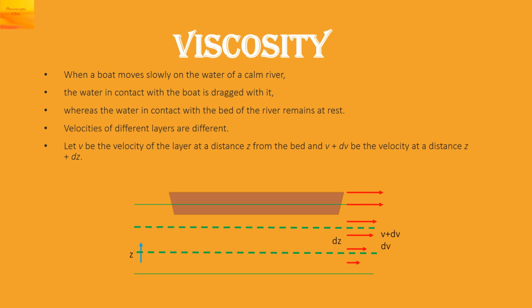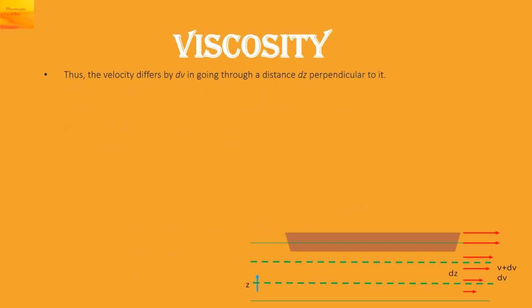Let V be the velocity of a layer at a distance z from the bed, and V plus dV be the velocity at a distance z plus dz. The velocity differs by dV between the two layers. The velocity is differing by dV in going through a distance dz perpendicular to it. So the quantity dV by dz is called the velocity gradient.